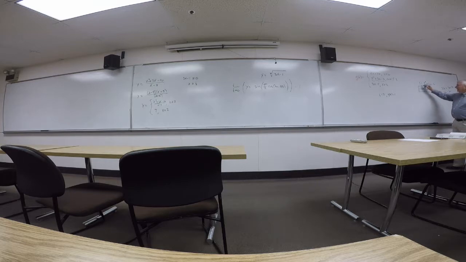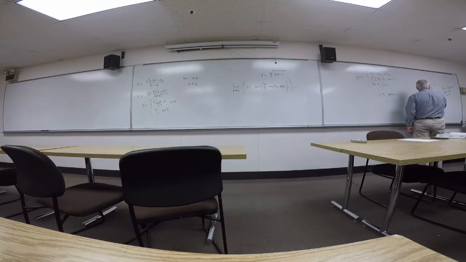So we go back to this. If a is equal to b, this becomes negative 3 is equal to 3a minus a. Negative 3 is equal to 2a. A is equal to negative 3 halves, which means b is equal to negative 3 halves.